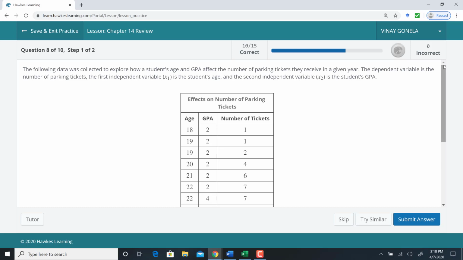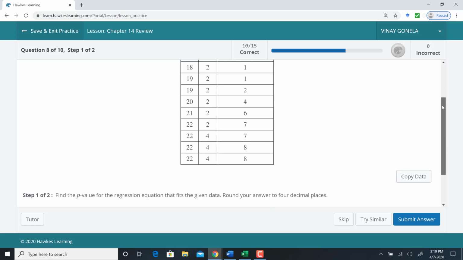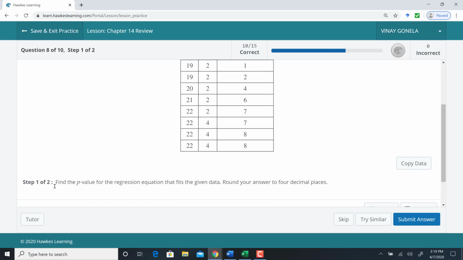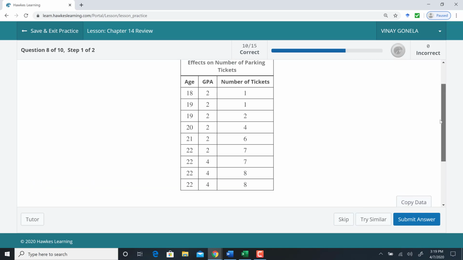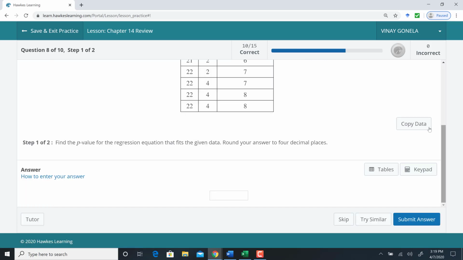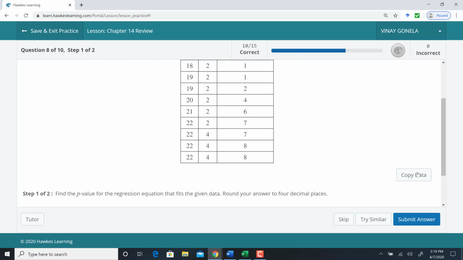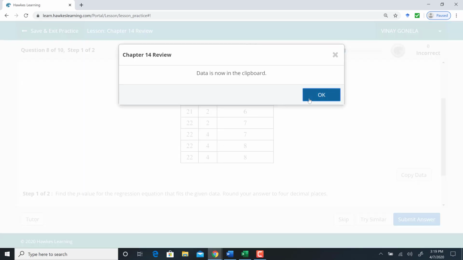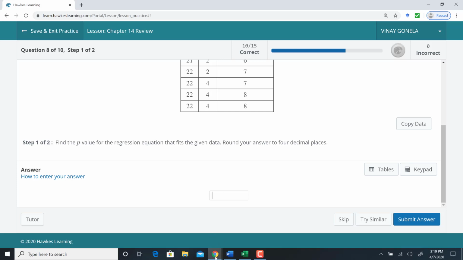The dependent variable is the number of parking tickets, the independent variable is age, and the second independent variable is your GPA. The first thing is to find the p-value for the regression equation that fits the given data. So I will copy this data first, and I will paste this in our calculation aids.